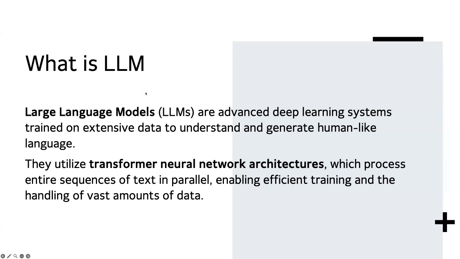Before I talk about the RAG model, I'm going to first talk about LLMs, large language models, which we should know about first. LLMs are advanced deep learning systems trained on extensive data to understand and generate human-like language. They utilize transformer neural network architectures, which process entire sequences of text in parallel, enabling efficient training and the handling of vast amounts of data.